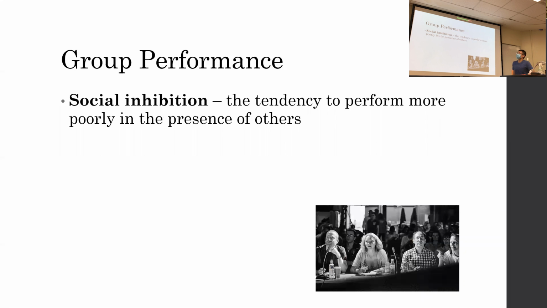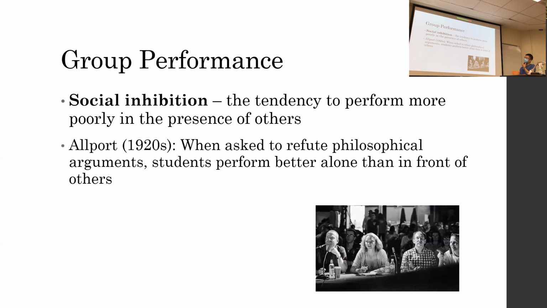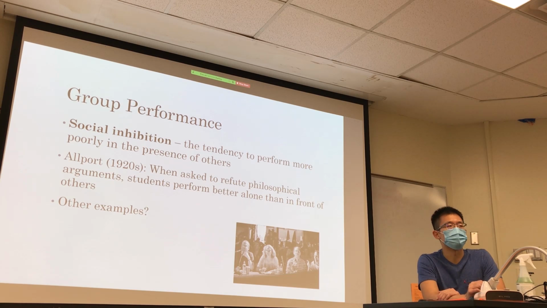And we also have social inhibition. That's the tendency to perform more poorly in the presence of others. So Allport did this study where they asked students to refute some philosophical argument. So it's pretty hard. A lot of times it's ethical, you have to stand up points and then find arguments. They found that students perform better alone than in front of a group. And can you think of any other example where people actually perform worse when they're around other people?